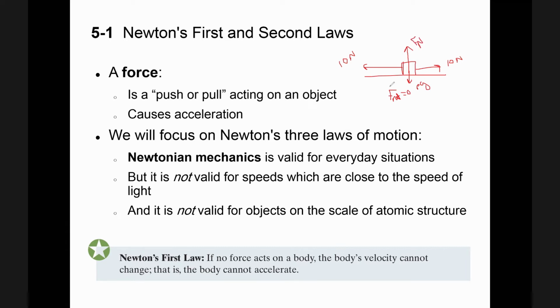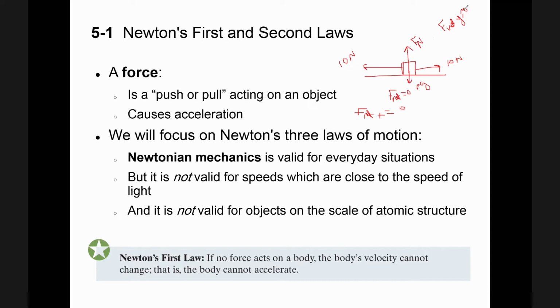So, to be more professional, F net x, the net horizontal forces, is equal to zero, and F net y is also equal to zero. Why can I do this? Because force is a vector quantity, not a scalar quantity. If it's a vector quantity, I can break it into force on the x-axis, force on the y-axis, and even forces on the z-axis. So if F net along the x-axis is zero, it means the object is stationary.